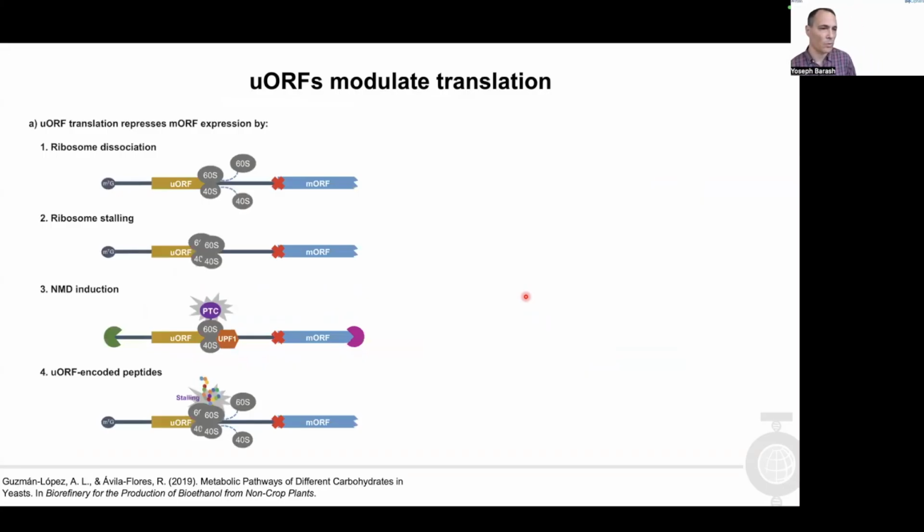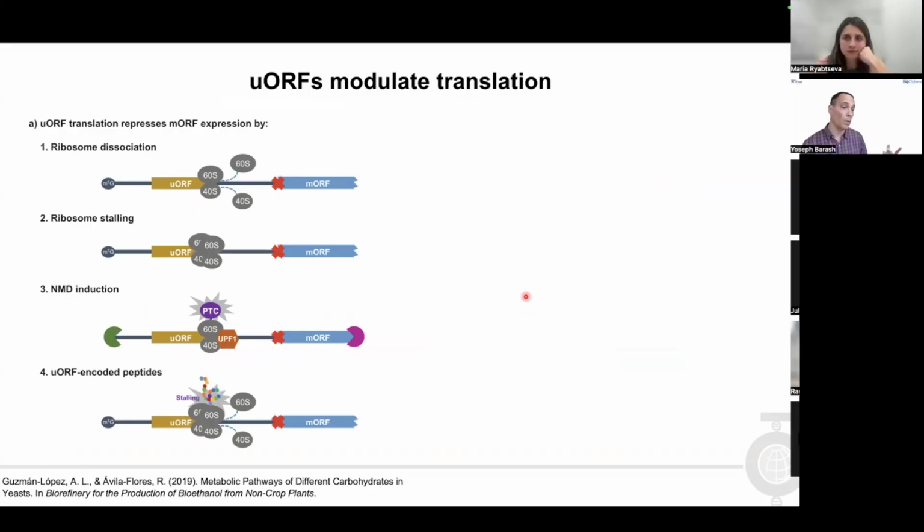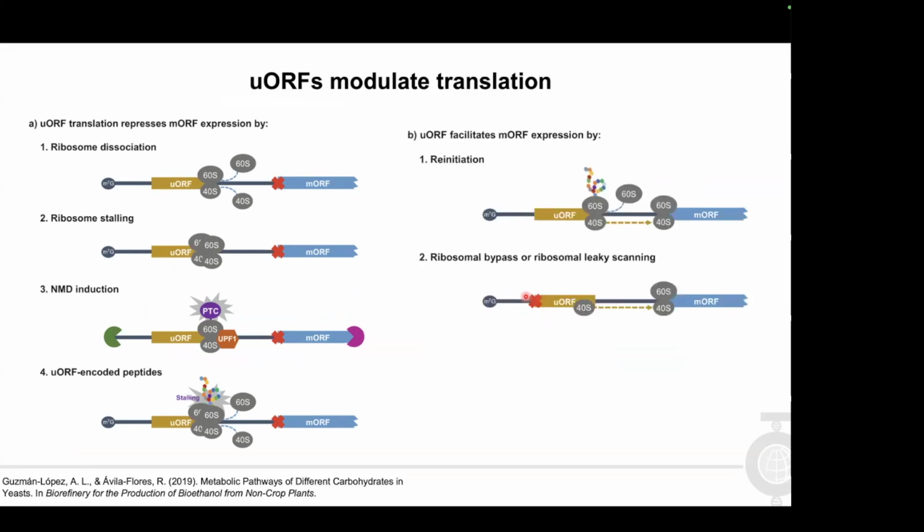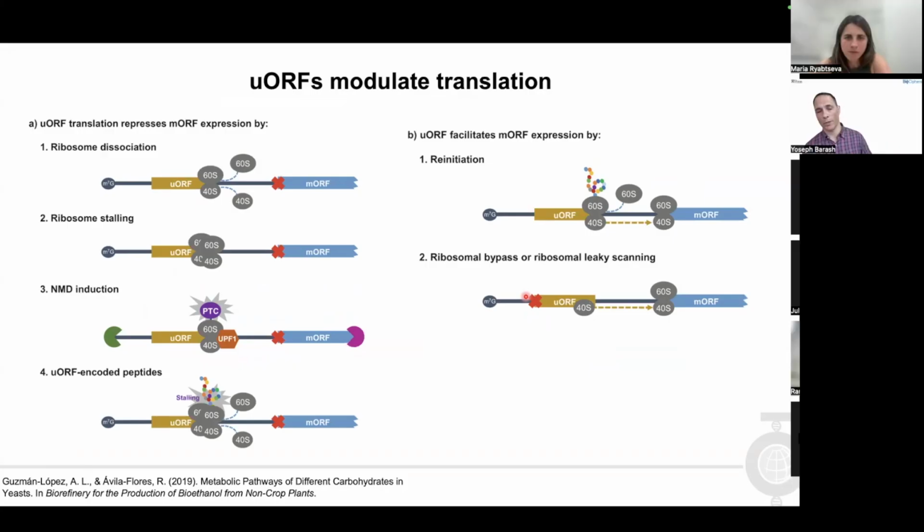So ribosome dissociation, ribosome stalling, NMD induction, these are all downstream effects of this that can happen. Or you could also potentially have even encoded peptides, micropeptides. And you can have reinitiation or bypassing of this, which is what's called leaky scanning. And that will, of course, have an effect of increasing or decreasing the downstream gene translation.